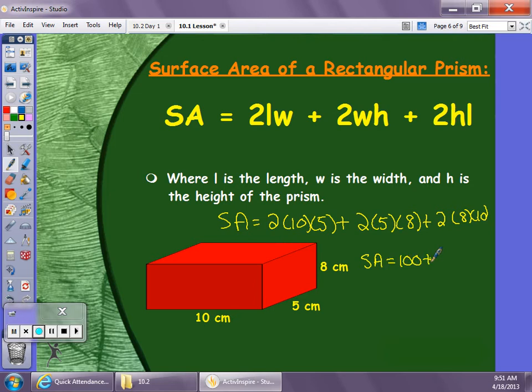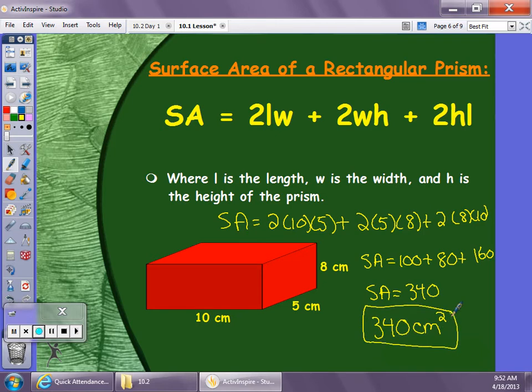Okay, so 2 times 10 times 5 will give us 100. 2 times 5 times 8 will give us 80. And 2 times 8 times 10 will give us 160. So if we add up 100 plus 80 plus 160, we're going to get the surface area to be 340. So our surface area will be 340 centimeters squared. So unlike the volume, the surface area is going to be centimeters squared or units squared. And remember that the volume will be units cubed, or in the last example, centimeters cubed.